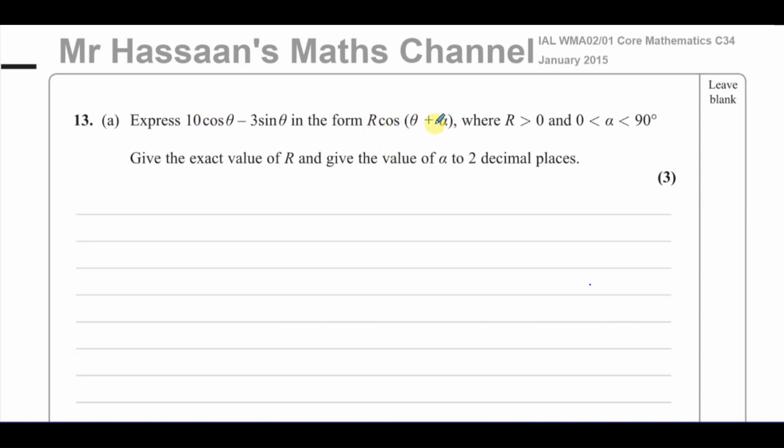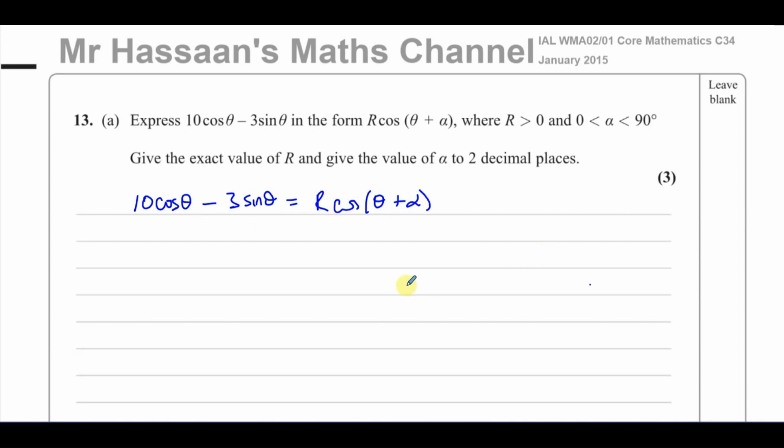Now this is a useful form for us to rewrite something like this for many reasons, one of them being solving trig equations, one of them being drawing the graph of such functions, and so that's something that we should know how to do. And to rewrite this in the form required, we've got to take 10 cosine theta minus 3 times sine of theta, and we have to rewrite it in the form where you have a constant r, which we have to find, times cosine of theta plus alpha.